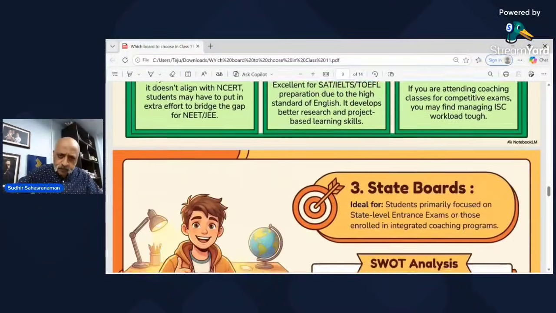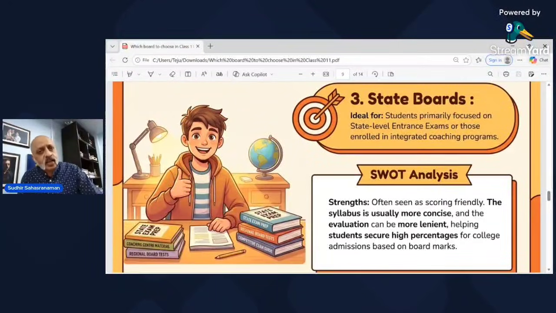Okay. The third category are the state boards, and this could be the Maharashtra State Board, it could be the Uttar Pradesh State Board, it could be the Bengal State Board, it could be the Telangana State Board.